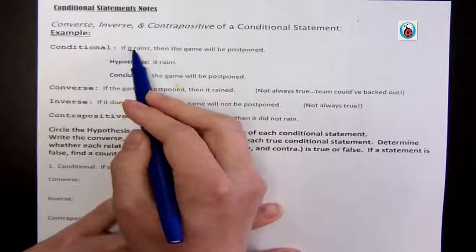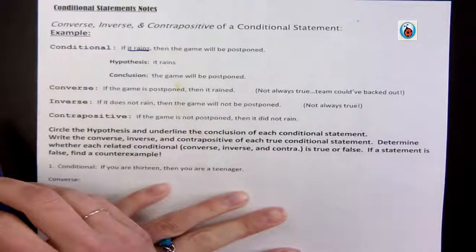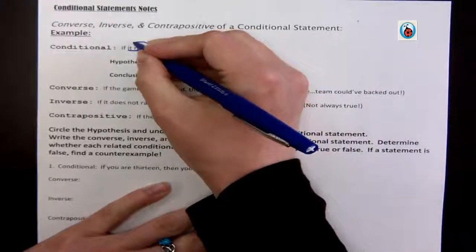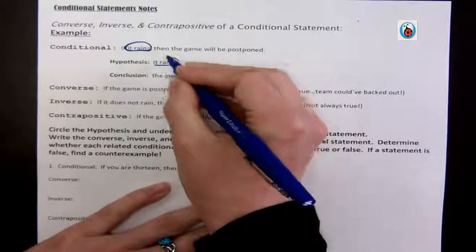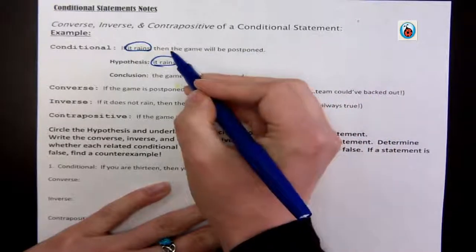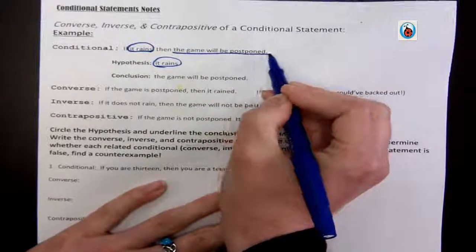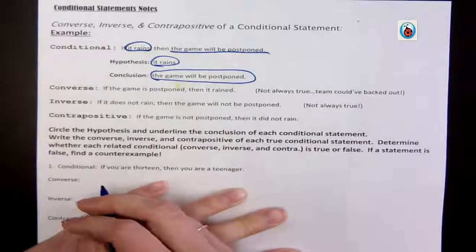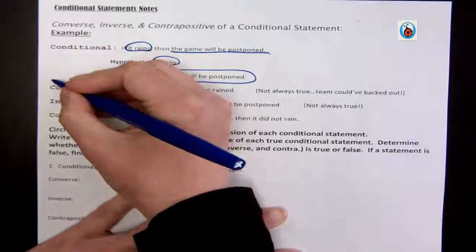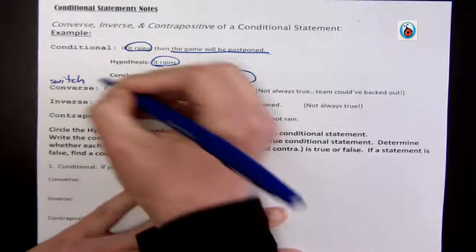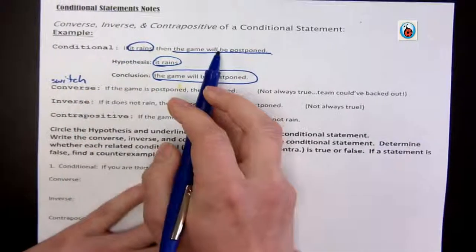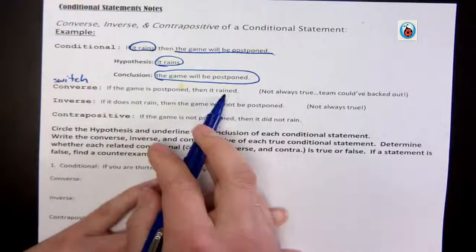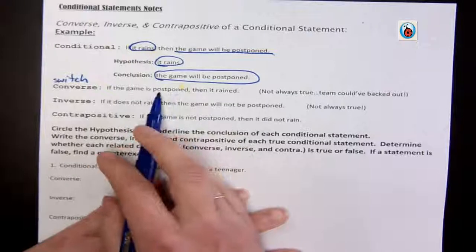So our hypothesis is the if part without the word if. And we're going to circle hypothesis, it's also right here. Conclusion is the part following the word then. So we don't include the word then, just everything else. Okay? So the converse is when we just switch. So we take that first, if it rains, then the game will be postponed. So if the game is postponed, then it rained. We just switch hypothesis and conclusion.